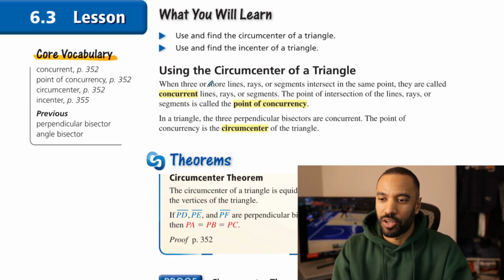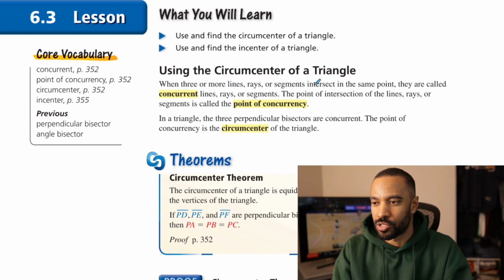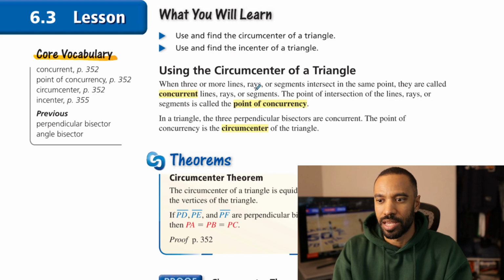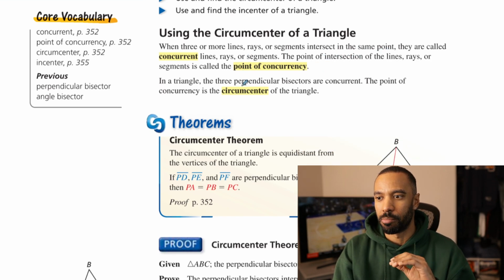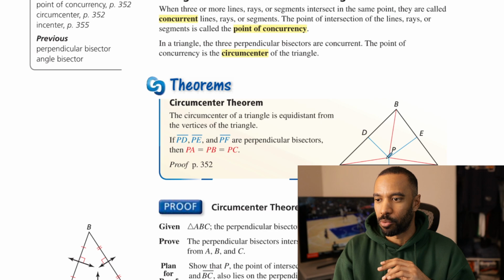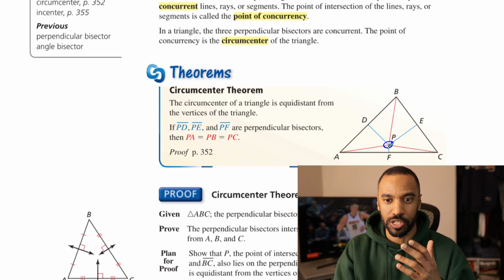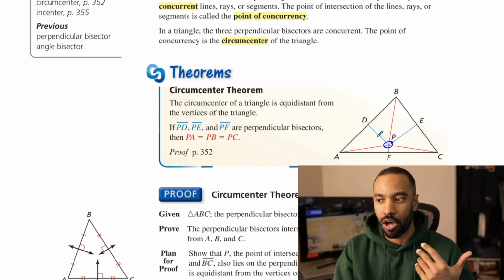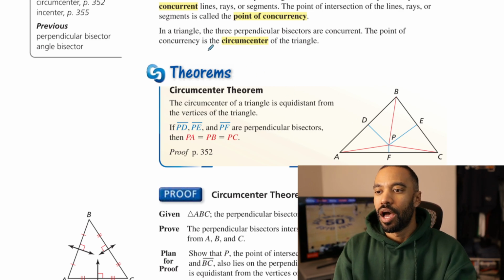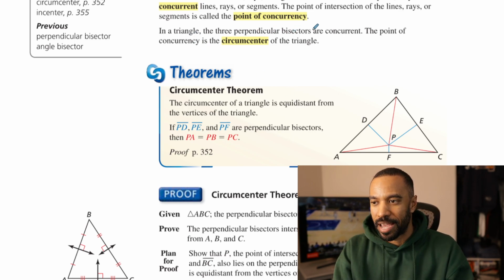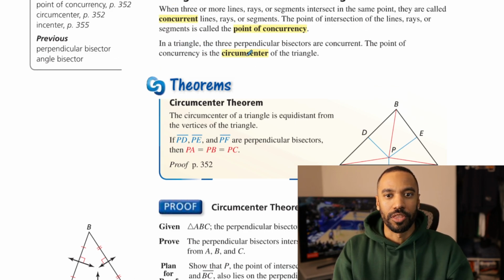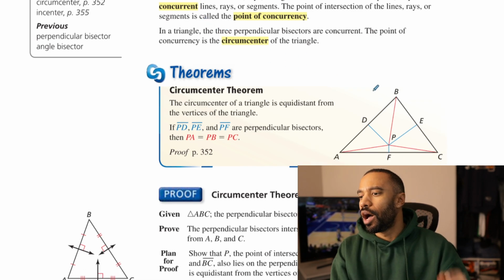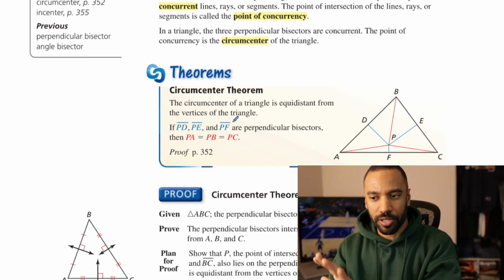Using the circumcenter of a triangle, when 3 or more lines, rays, or segments intersect in the same point, they are called concurrent lines, rays, or segments. The point of intersection of the lines, rays, or segments is called the point of concurrency. So, for example, right here, you see this point of concurrency in this image, and then all of these are concurrent in that way. In a triangle, the 3 perpendicular bisectors are concurrent. The point of concurrency is the circumcenter of the triangle. I didn't skip anything, right? Okay, no.